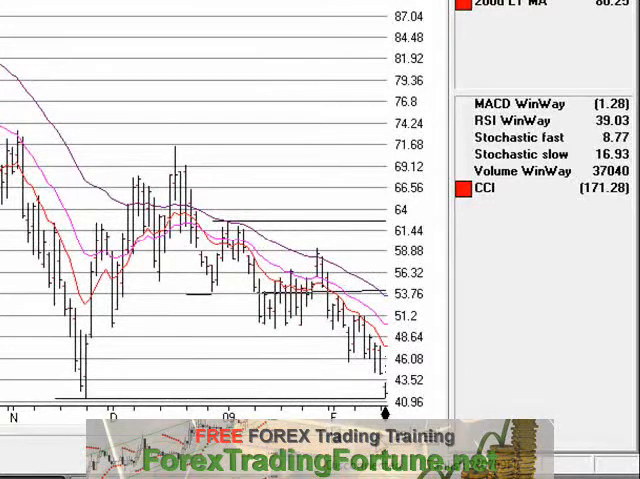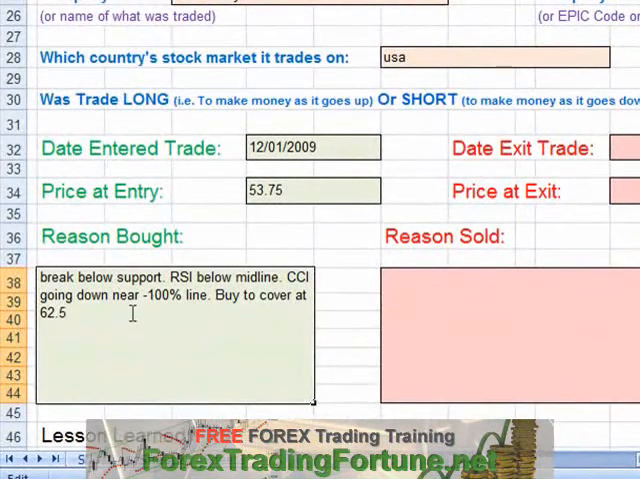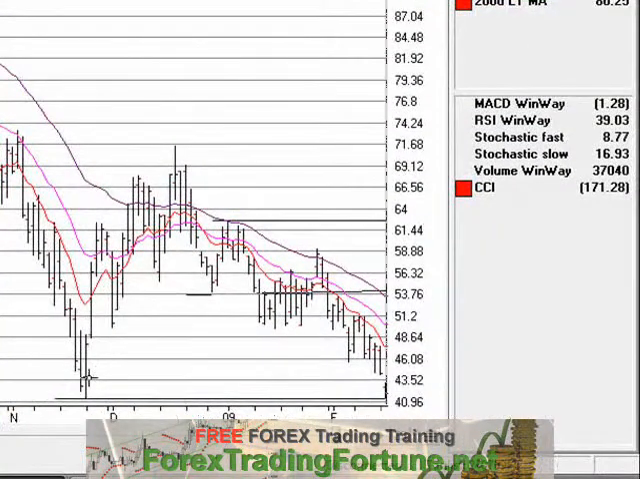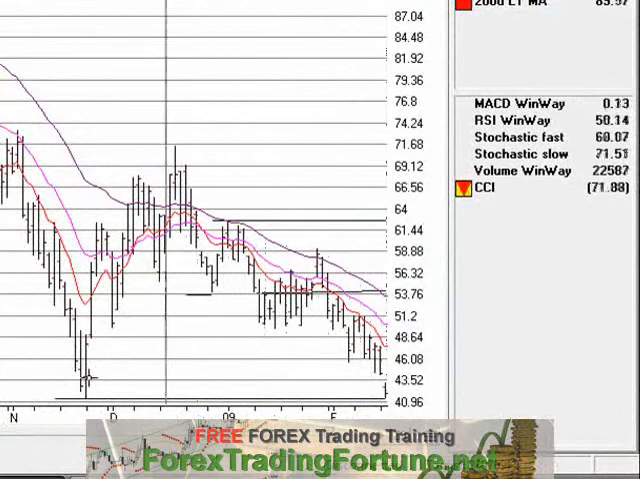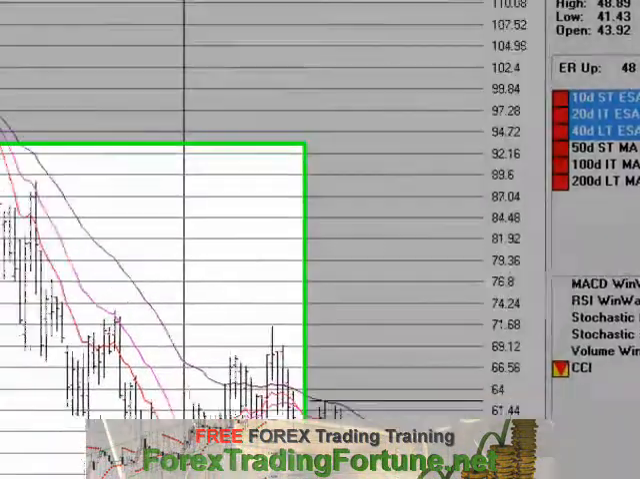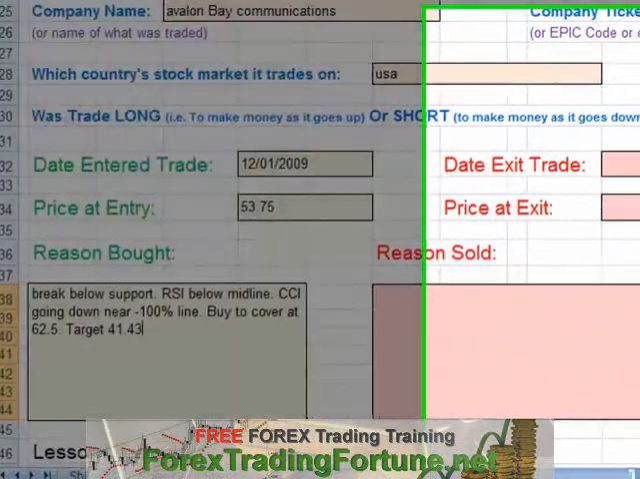I think. Has it? We said what was the target? Looks like it on the chart that we have. We didn't write down the target. That would have been handy. Target would have been the low of this bar. So let's just have a look. Low of that bar is 41.43. So target 41.43. And let's have a look.